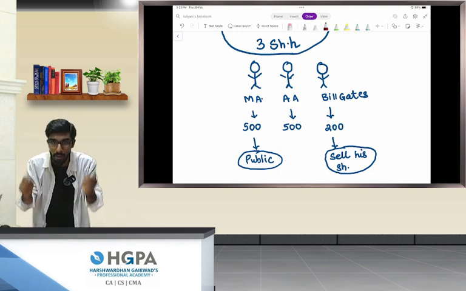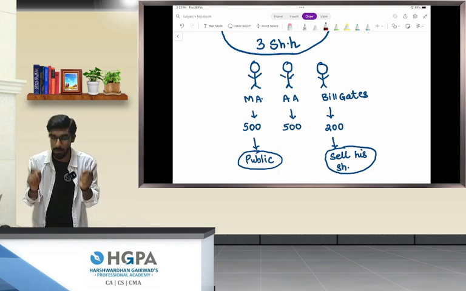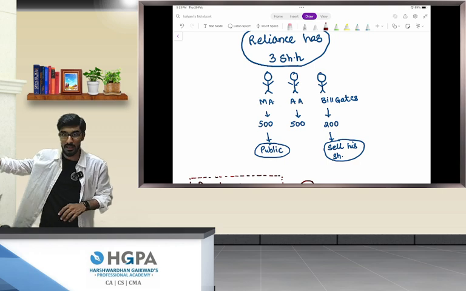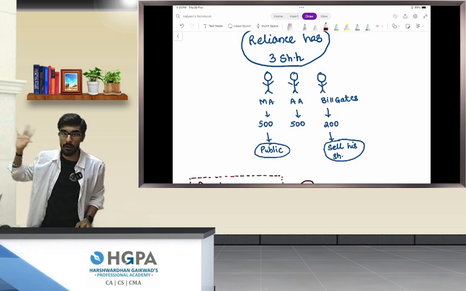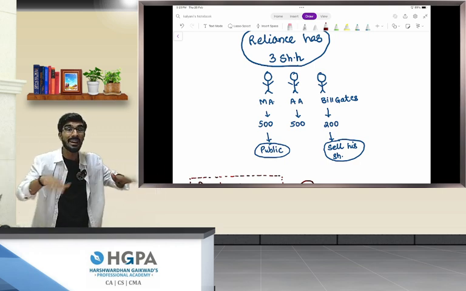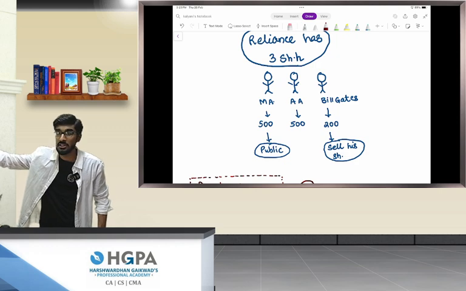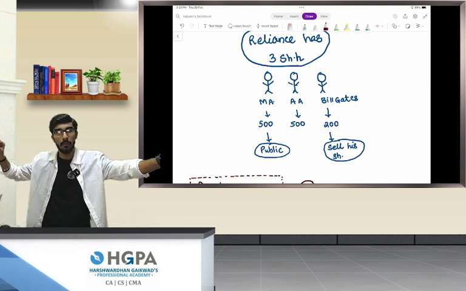So if there is no monetary benefit, this process is called an offer for sale. Offering shares for sale. I am not creating new shares. I am offering the existing shares of Reliance Industries that Bill Gates has to the public.